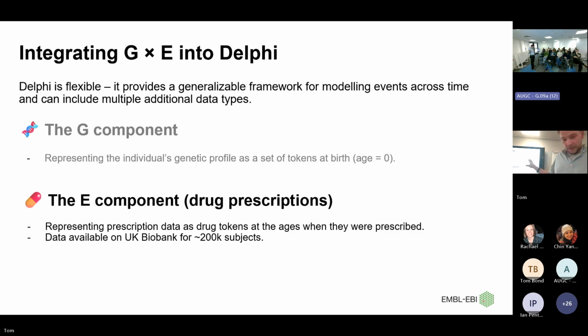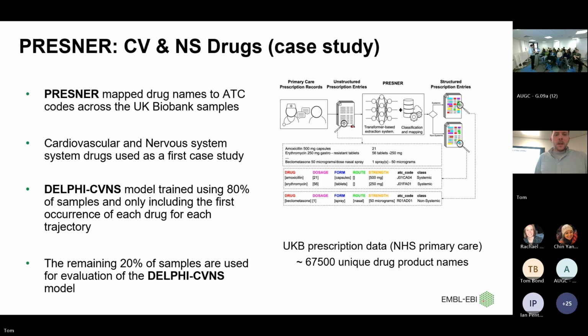So I'll go a bit more into the E component, which in this case is drug prescriptions, and this has quite a lot of really interesting work. Of course, we'd like to find G times E, but also just understanding multiple drugs with multiple diseases across time is really interesting in and of itself.